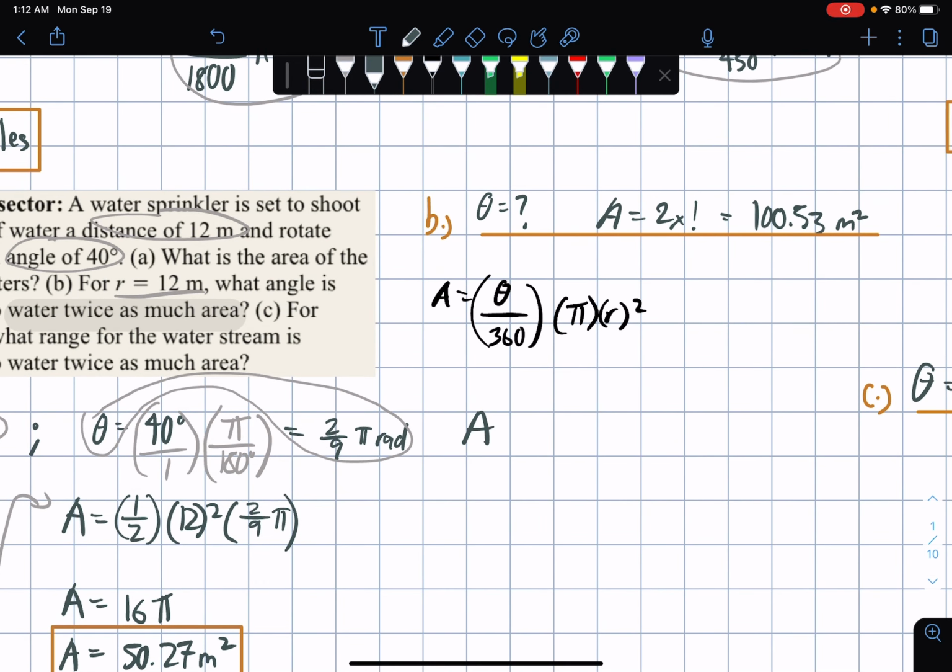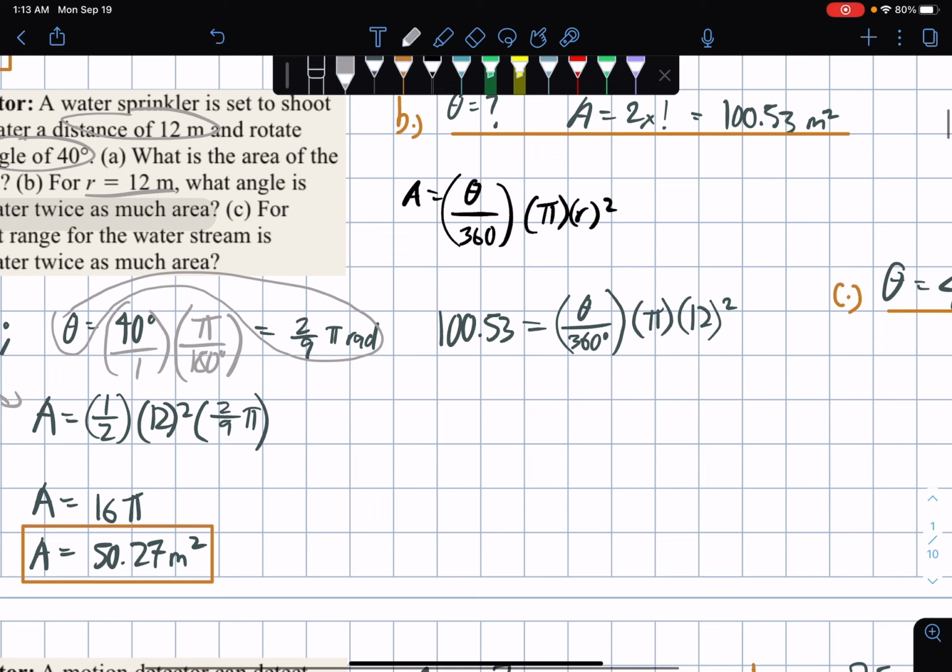So the area, which is 100.53, is equal to theta, the missing value, over 360 degrees times pi times 12 raised to 2. We multiply both sides by 360.